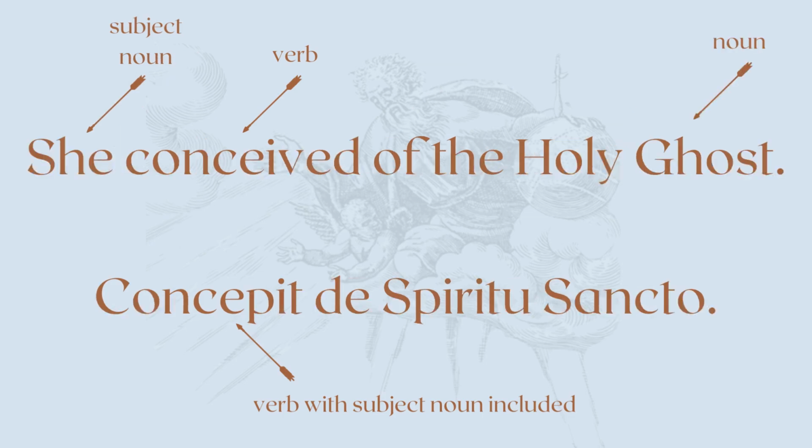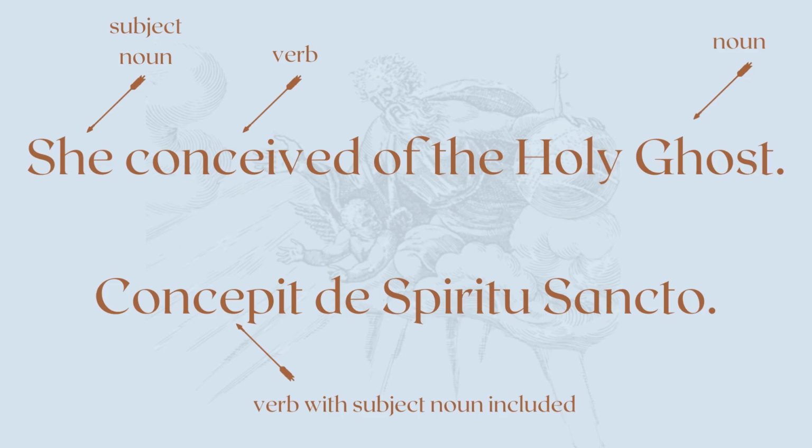Here's another one. She conceived of the Holy Ghost. Et concepit de Spiritu Sancto. The verb is conceived, so to find the subject noun, we ask, who conceived? The answer is she, meaning Our Lady. So she is the subject noun. And again, concepit includes the third person singular ending to indicate she. Concepit contains the verb and the subject noun.